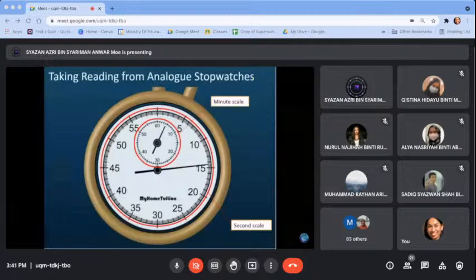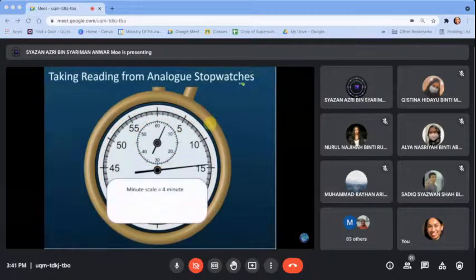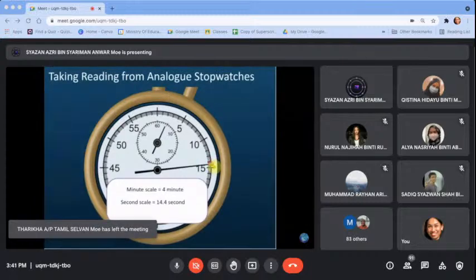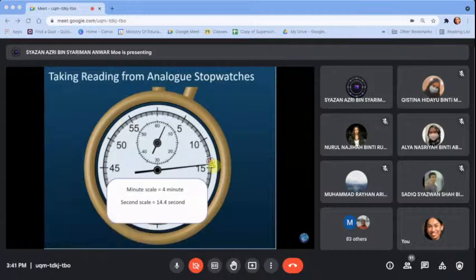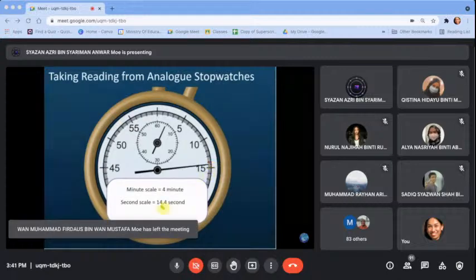So the reading is equal to the minute scale. Okay, minutes. 1, 2, 3, 4, 4 minutes, right? 4 minutes. And then the second scale, 10, 11, 12, 13, 14, 14.2. Okay, but just now we have learned that each small unit here represents 0.2 second, right? Okay, so 14, 14.2, 14.4. So even though this is 2 units, each one is 0.2 second. So the second scale shows 14.4 seconds. Okay, so the total time is 4 minutes, 14.4 seconds.